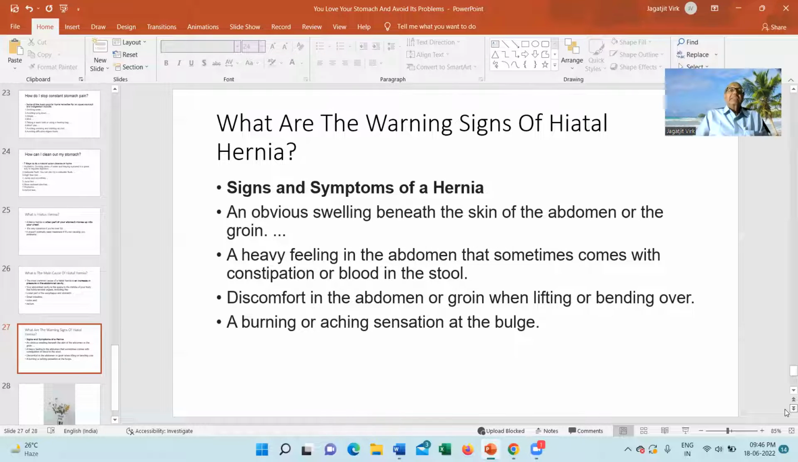What are the warning signs of hiatal hernia? Signs and symptoms of a hernia: an obvious swelling beneath the skin of the abdomen or the groin, a heavy feeling in the abdomen that sometimes comes with constipation or blood in the stool, discomfort in the abdomen or groin when lifting or bending over, a burning or aching sensation at the bulge.